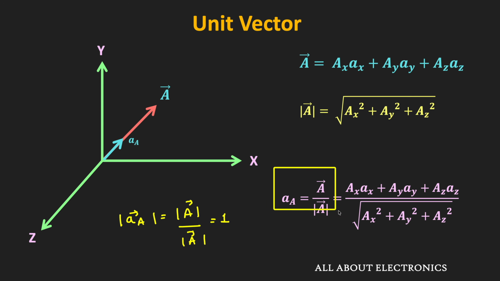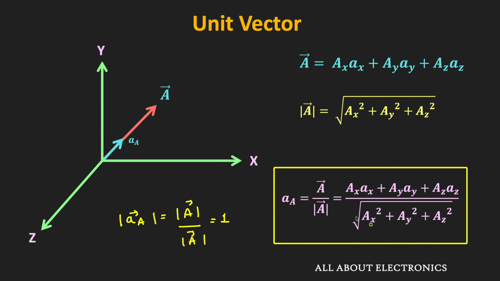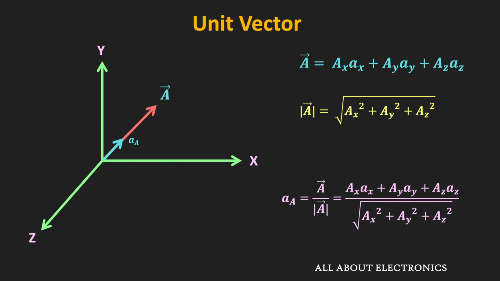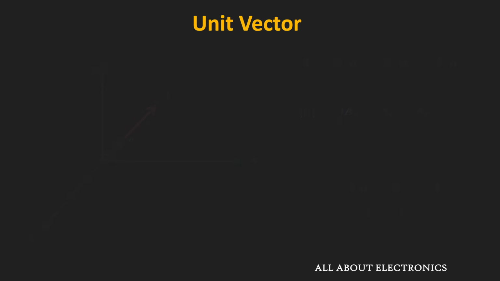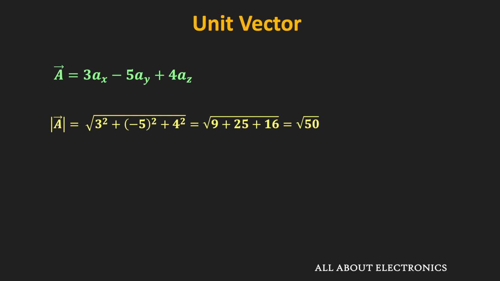That means this expression represents the unit vector in the direction of A. So for example, let's say we have some vector A that is equal to 3ax minus 5ay plus 4az. So its magnitude can be given as the square root of 3 squared plus (minus 5) whole squared plus 4 squared. So that is basically the square root of ax squared plus ay squared plus az squared. And in this case, that is equal to the square root of 9 plus 25 plus 16. That is equal to the square root of 50.